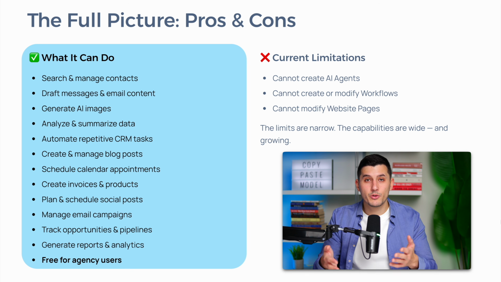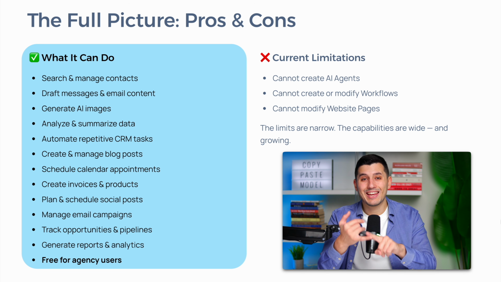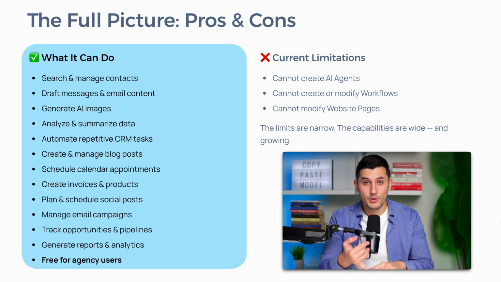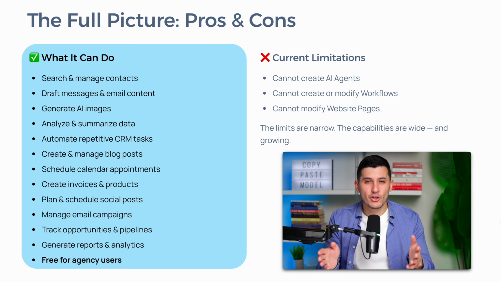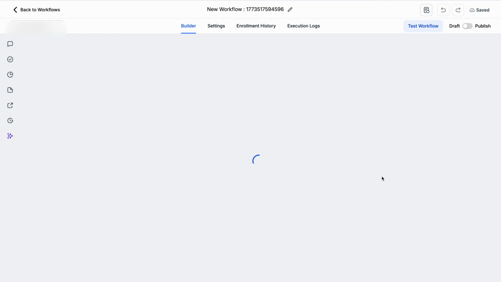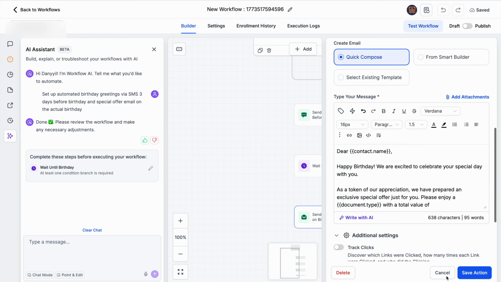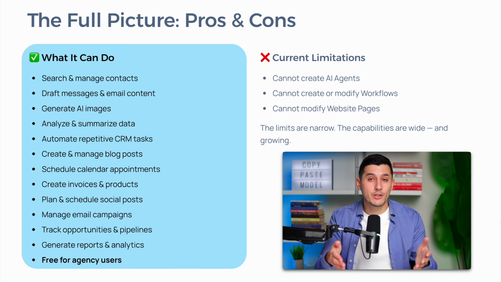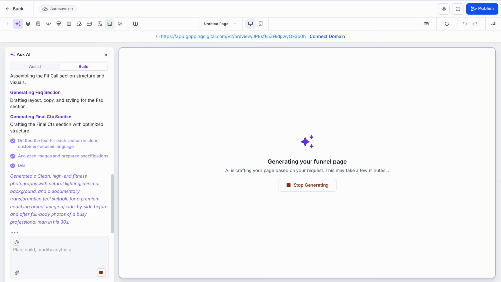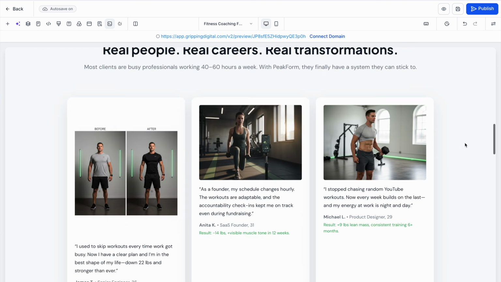Now I have this table for you with pros and cons, and the cons are this Ask AI cannot create agents for you. You still need to do it yourself, but it can give you instructions. It also cannot modify and create workflows. That's where you have Workflows AI, which is a whole separate AI, but this Ask AI can give you guidance, and it can't create or modify website or landing pages. For that, you have Website and Funnel AI, which is a separate thing.